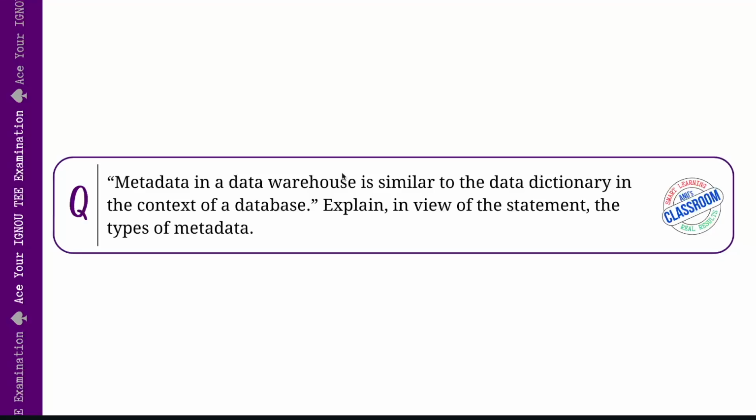But what exactly is this metadata that we are talking about? Put it simply, it is the data about the data. That is metadata. Data about data. So in a data warehouse, metadata will tell us where the data came from, how it was transformed, and what it means. Just like how a data dictionary describes tables, columns, and relationships in a database, metadata in a data warehouse describes the source, the structure, and the purpose of stored data.